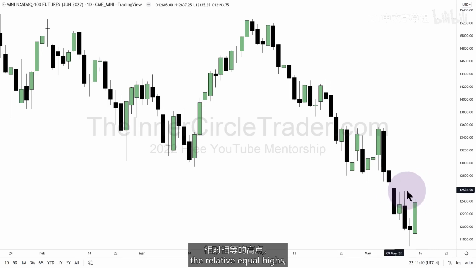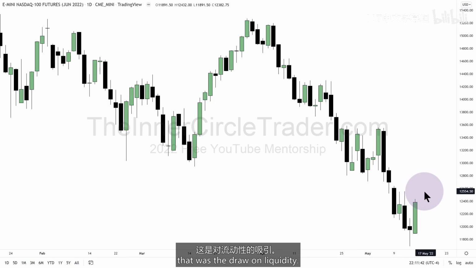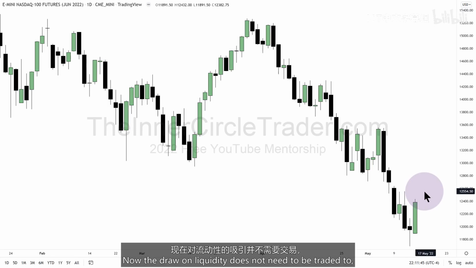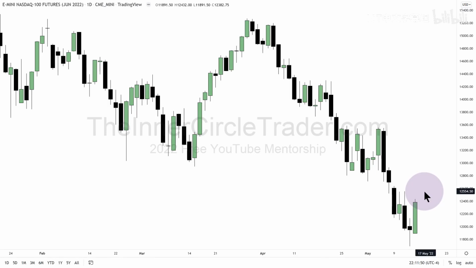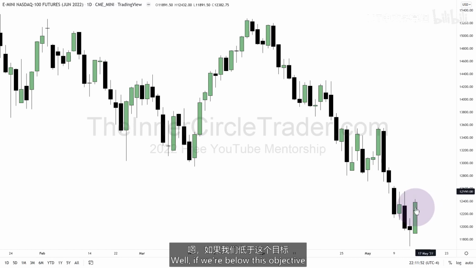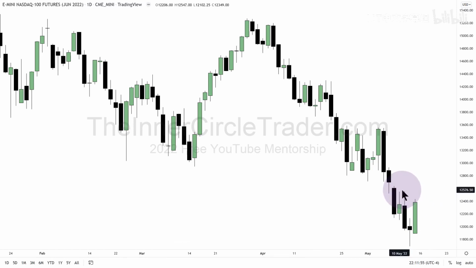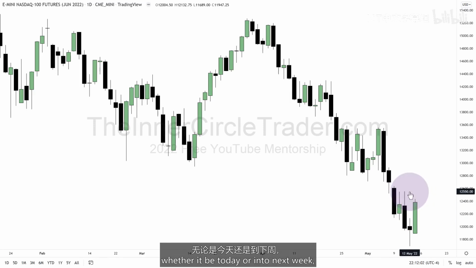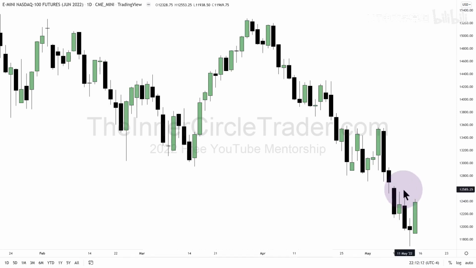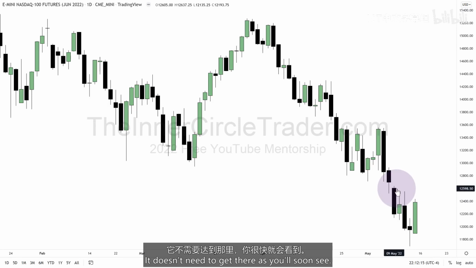But the relative equal highs, that was the draw on liquidity. Now, the draw on liquidity does not need to be traded to have a profitable framework or setup. Okay, so what do I mean by that? Well, if we're below this objective, and I'm thinking, and if it was you thinking the same thing, if you think that the market's going to draw up to that level, whether it be today or into next week, you look for a setup that will allow you some kind of participation in this expansion towards that. It doesn't need to get there, as you'll soon see.